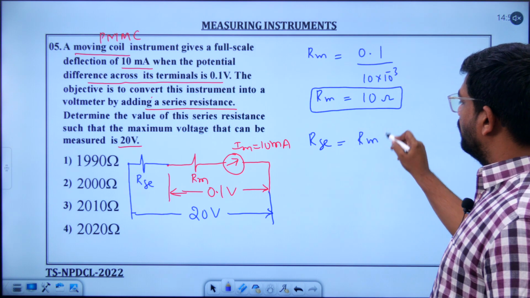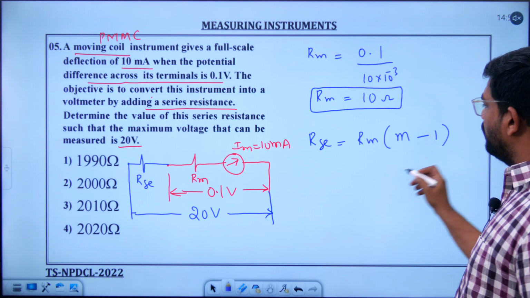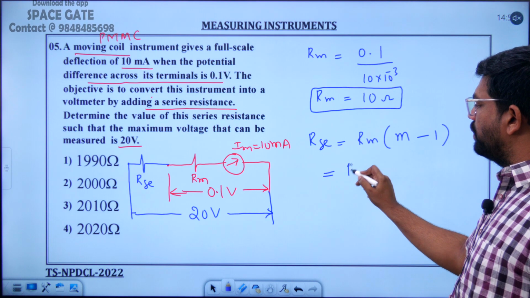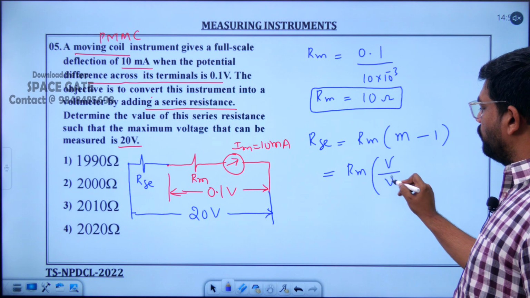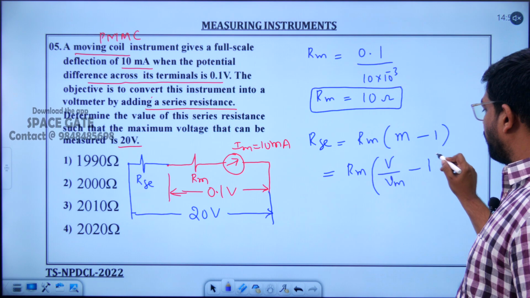Rm into M minus 1, right or not? Multiplying factor is nothing but the ratio of the greater voltage to the full scale voltage, or voltage across the meter, right or not?